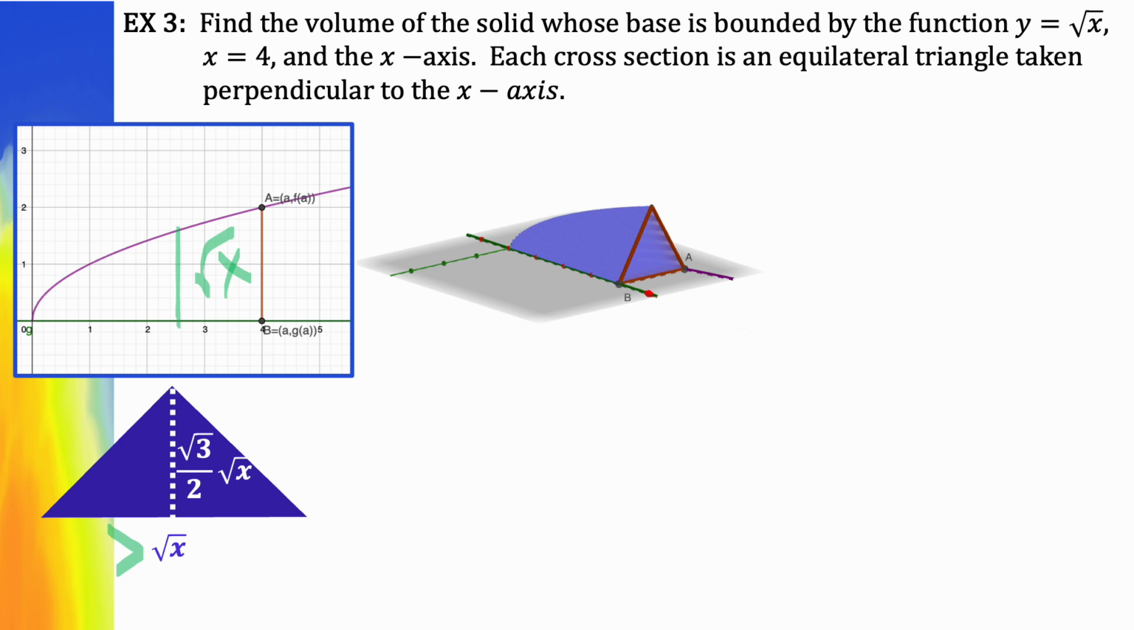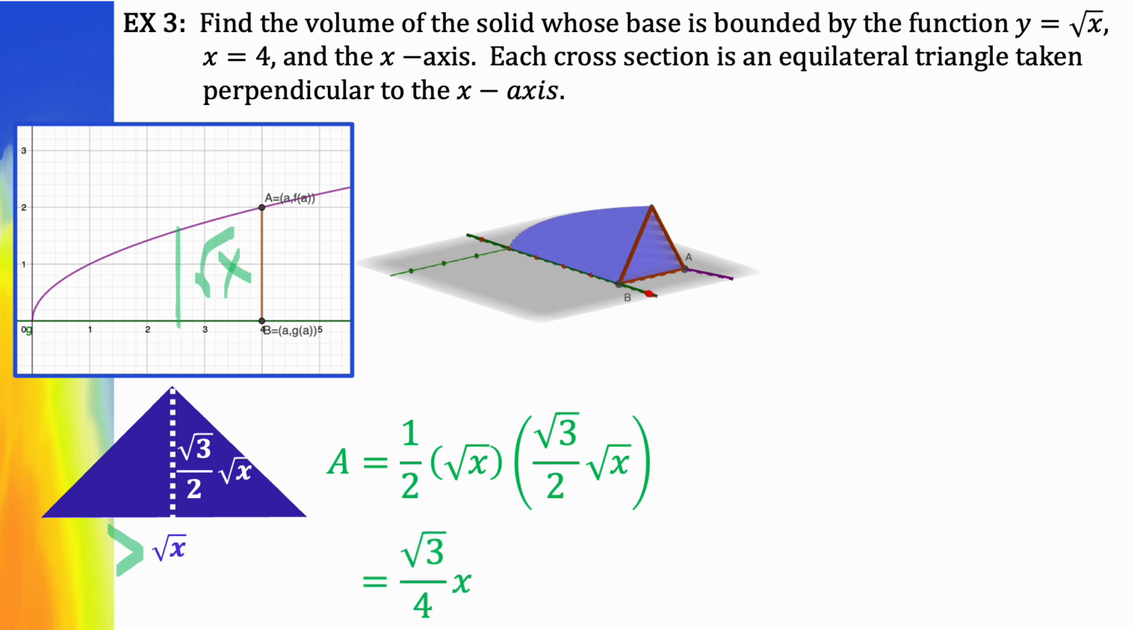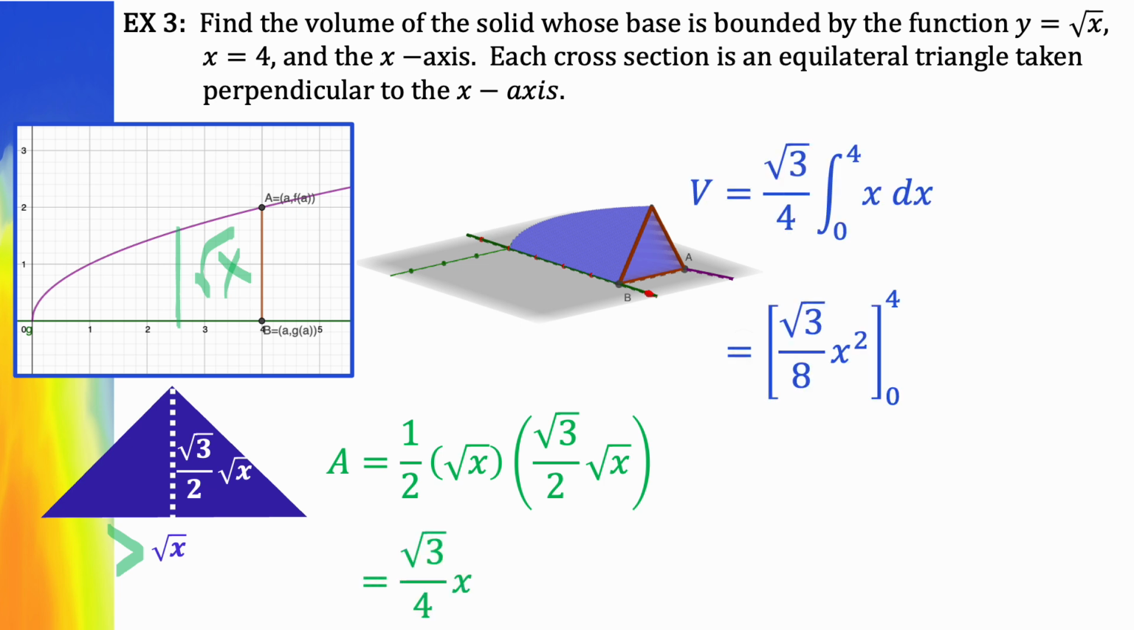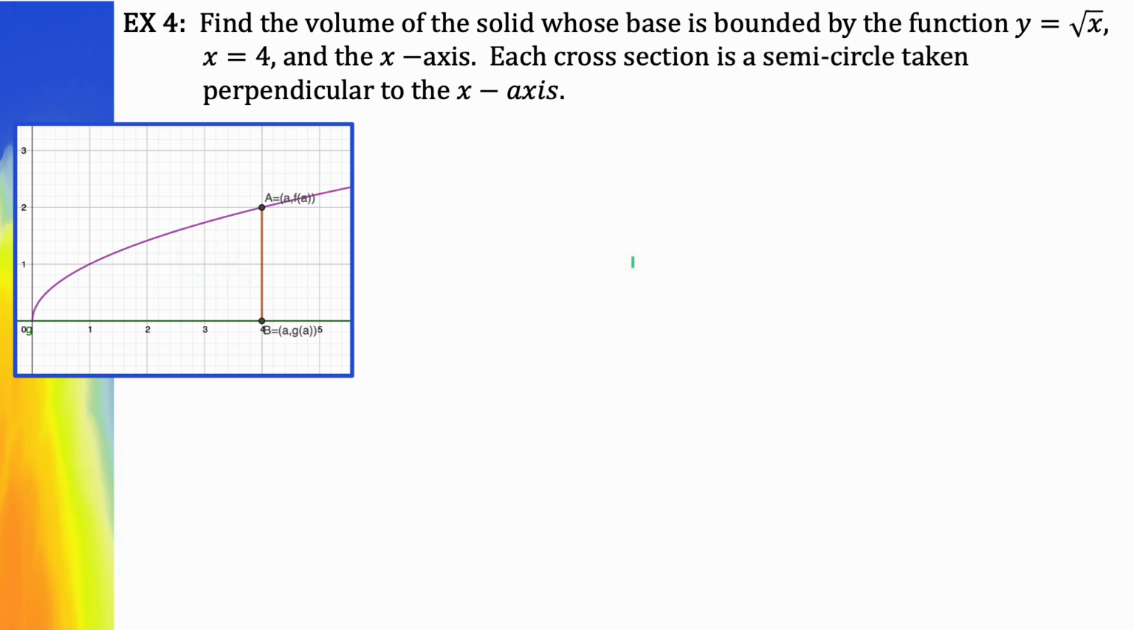So then the area of that triangle is 1/2 base times height, or root 3 over 4x, and integrate and evaluate. We can do all kinds of stuff with this. Let's try one more. This time, each cross section is a semicircle.